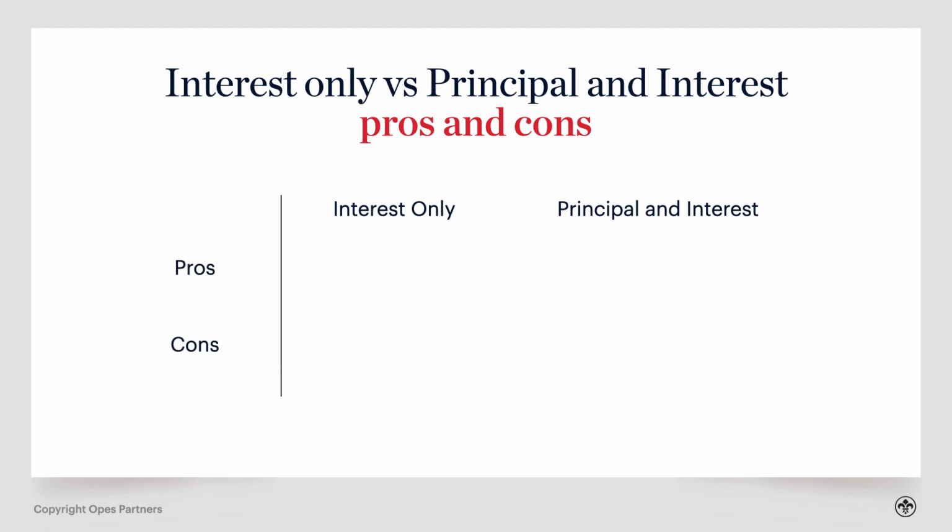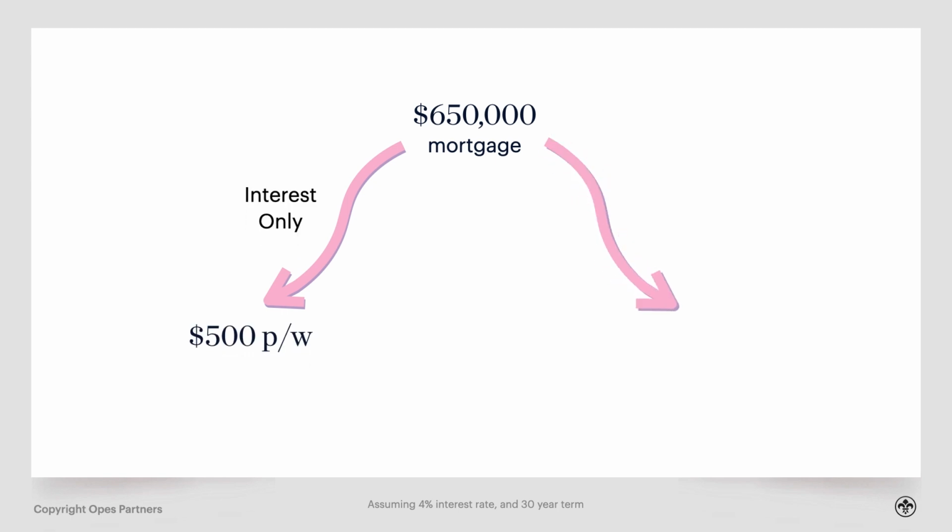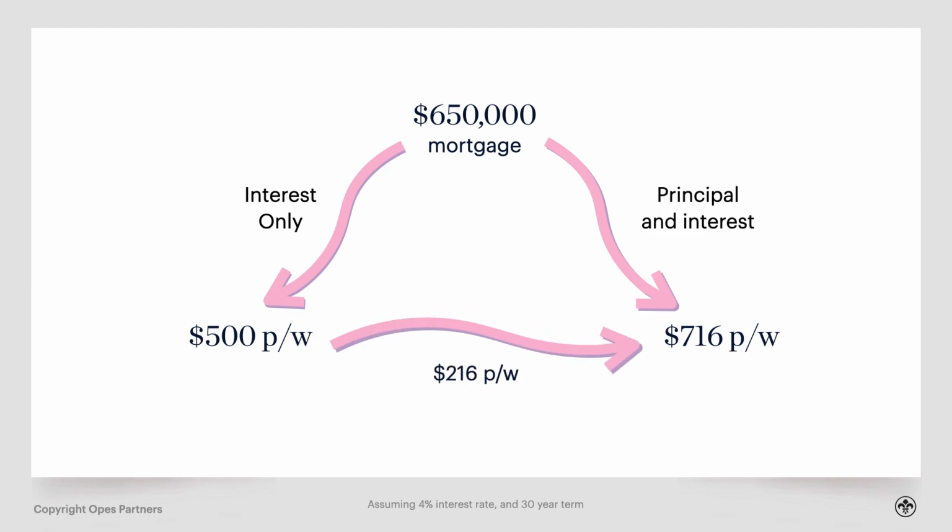Well, for interest only, major pro, and the reason a lot of investors go for IO, is cash flow. Let me give you an example. Let's say you take out a $650K mortgage at 4% interest. What would your repayments be? Well, if you're on interest only, it's going to be $500 per week. If you're on P&I, it's going to be $716 per week, over $200 more.